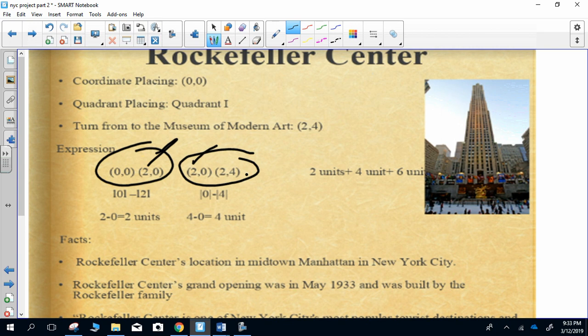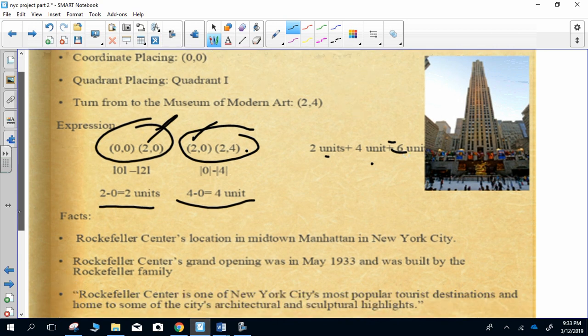0 minus 2, so that gave me a distance of 2 units. 0 minus 4, that gave me a distance of 4 units. 2 units plus 4 units is equal to 6 units. And then they've got their facts. So this is what the slide would look like.